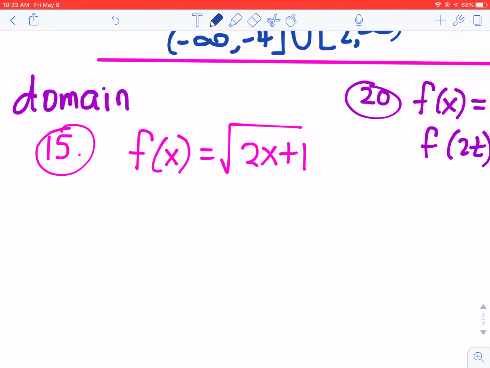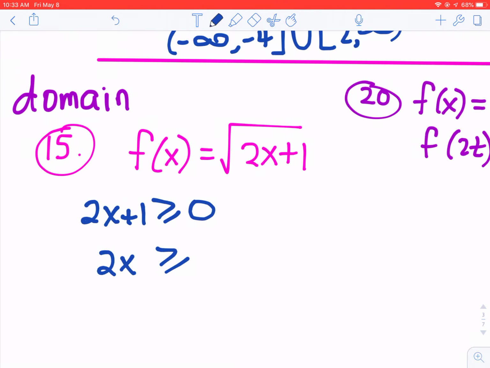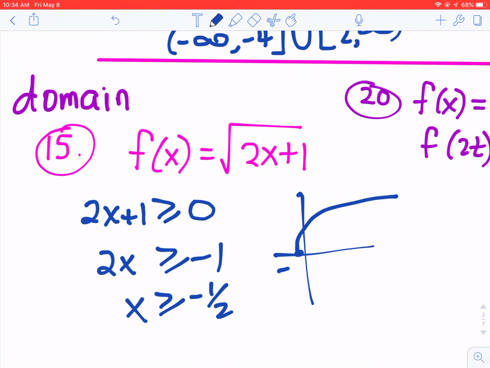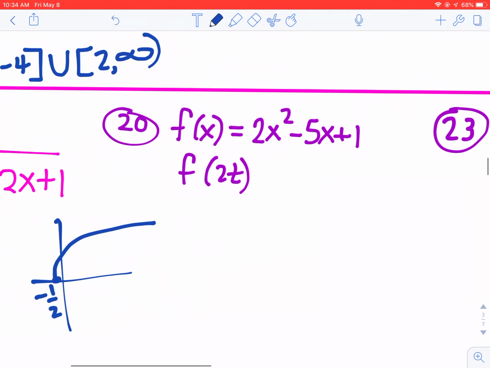This is the radical, so remember the radicand, which is 2x plus 1, has to be greater than or equal to 0. And then solve, and you get 2x is greater than or equal to negative 1, or x is greater than or equal to negative 1/2. Remember, you can graph this, and it'll end up looking like this on your calculator, and right here would be negative 1/2. So it's going to be greater than or equal to negative 1/2. So use your calculator to double check your answers.